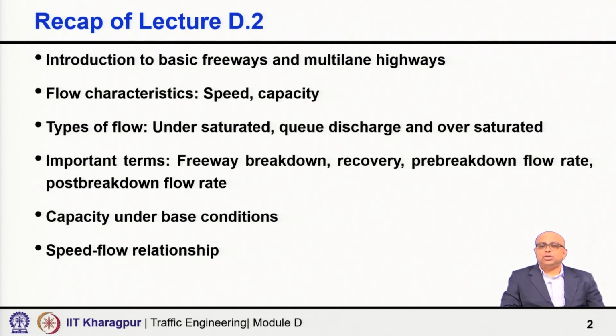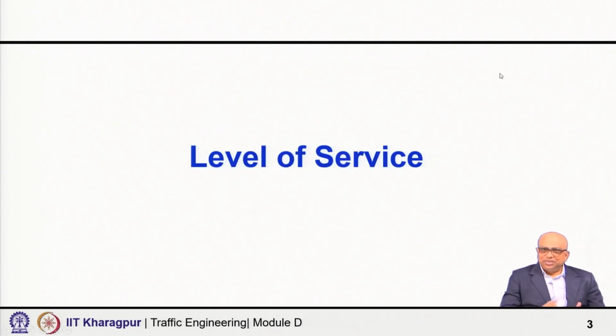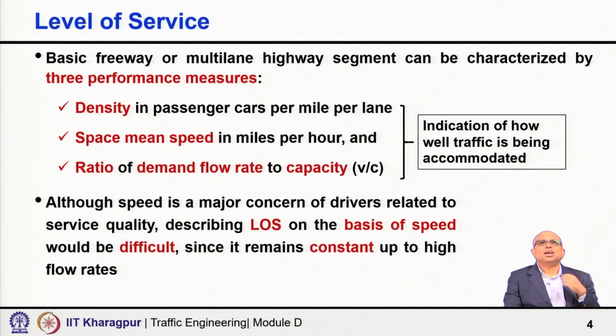Also I introduced to you the speed flow relationships, how there are three segments and how the speed flow relationship is likely to be for freeways and multi-lane highway segments. With this background, so mainly the discussion was around the capacity, the speed flow relationship and different types of flow. Today, in this lecture, we shall focus on level of service, LOS, criteria.